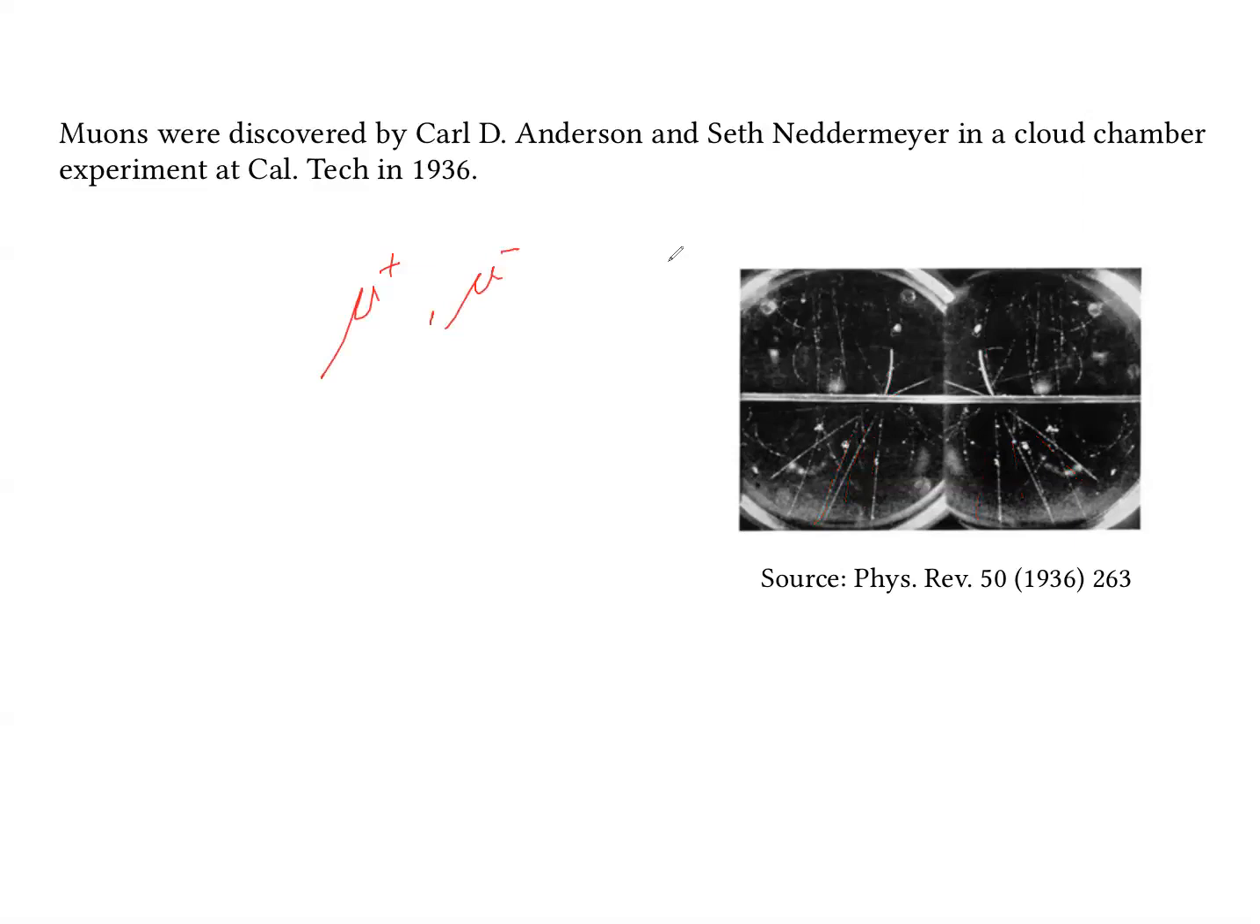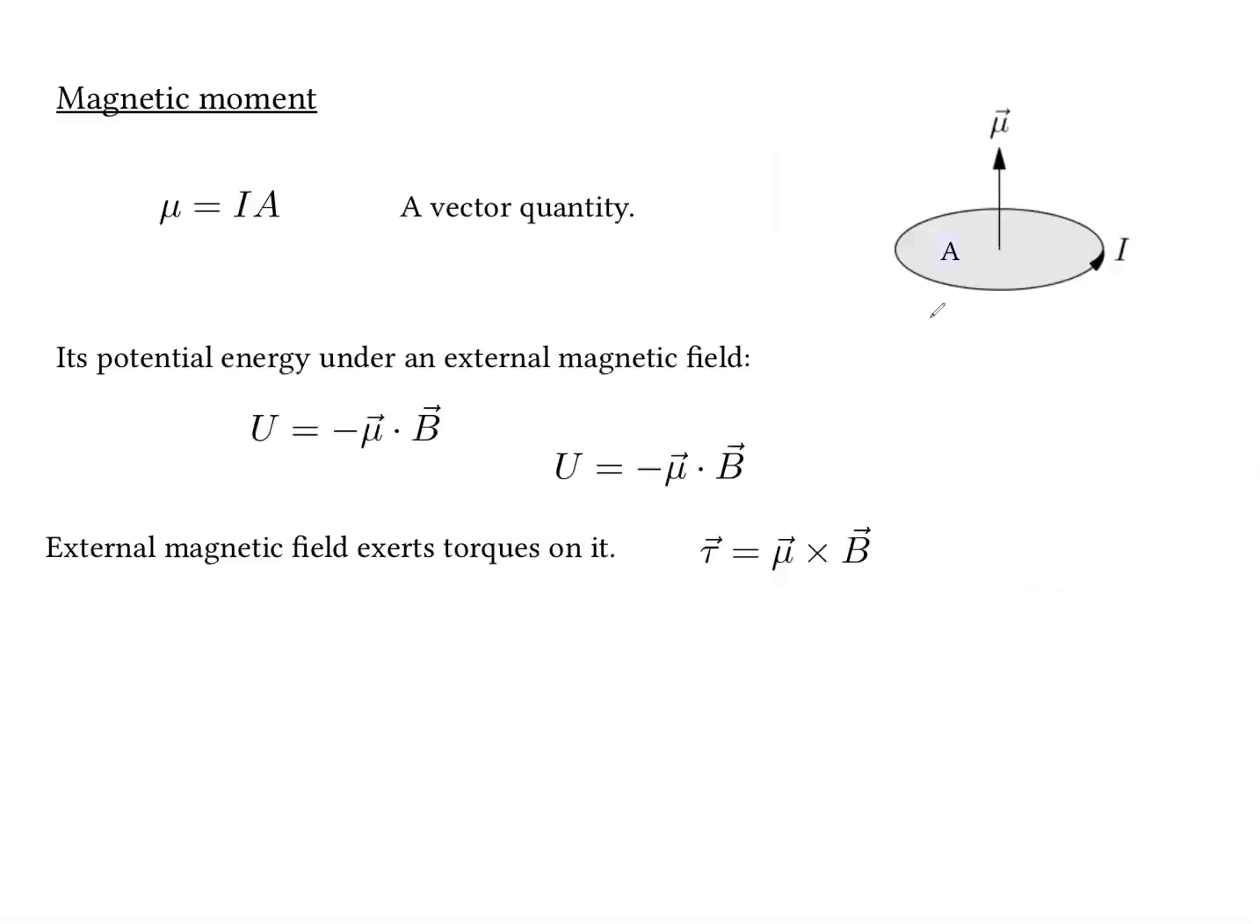So it was observed in the cloud chamber experiment by exposing it to the cosmic ray. The cosmic ray particles come from outer space, and they show the crash in the cloud chamber.